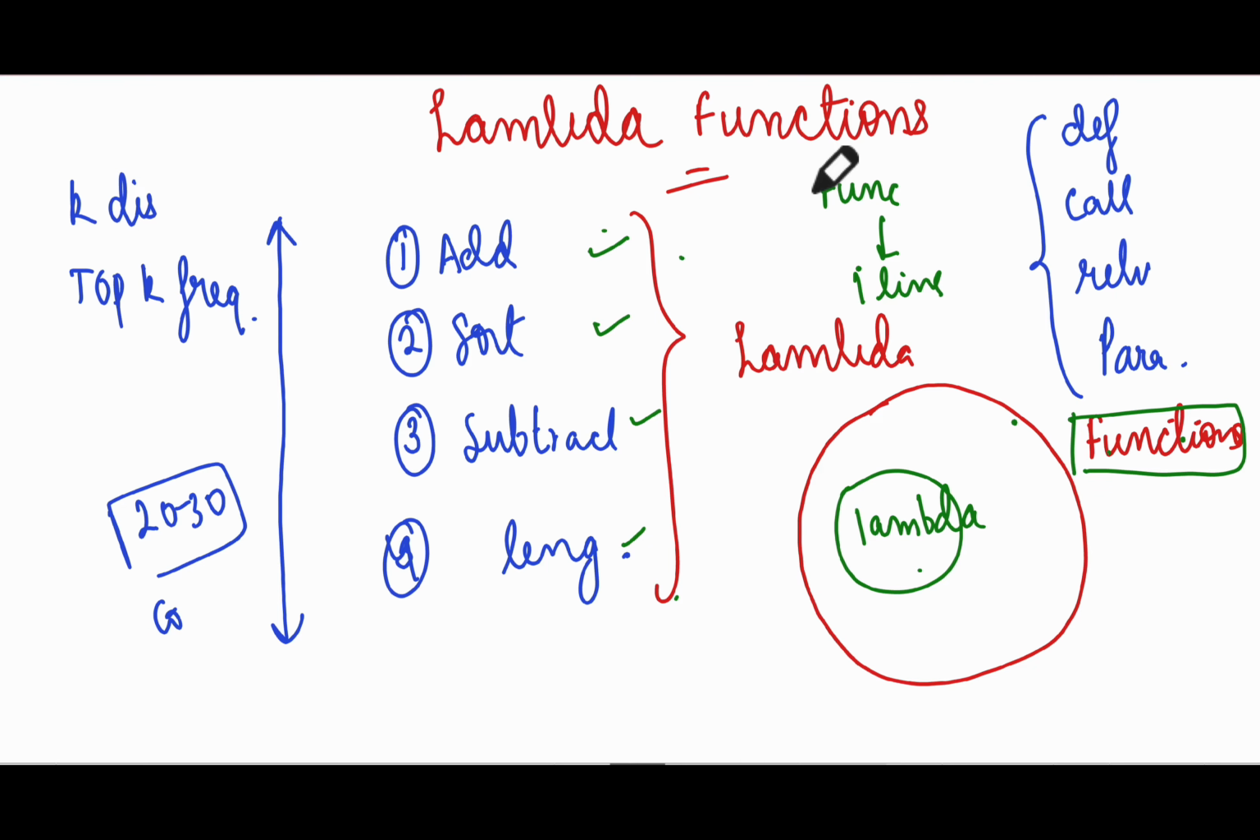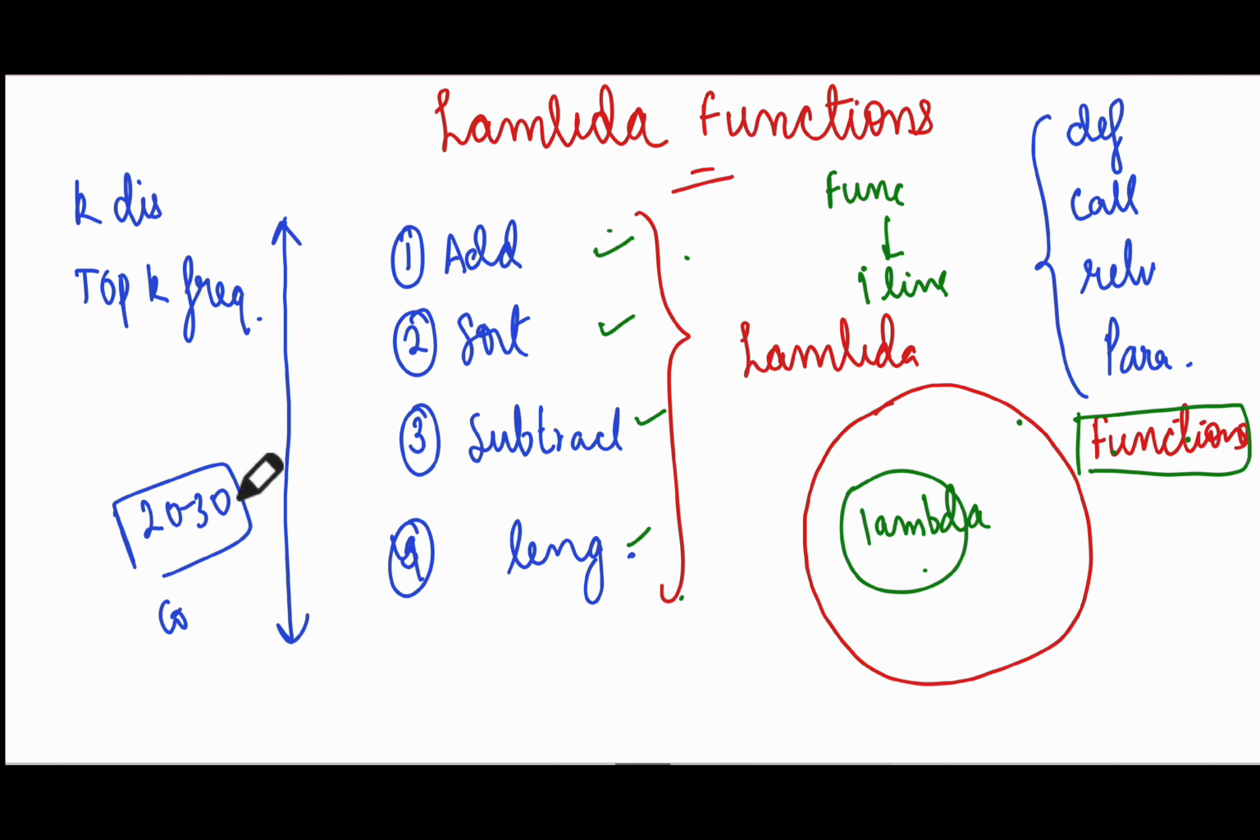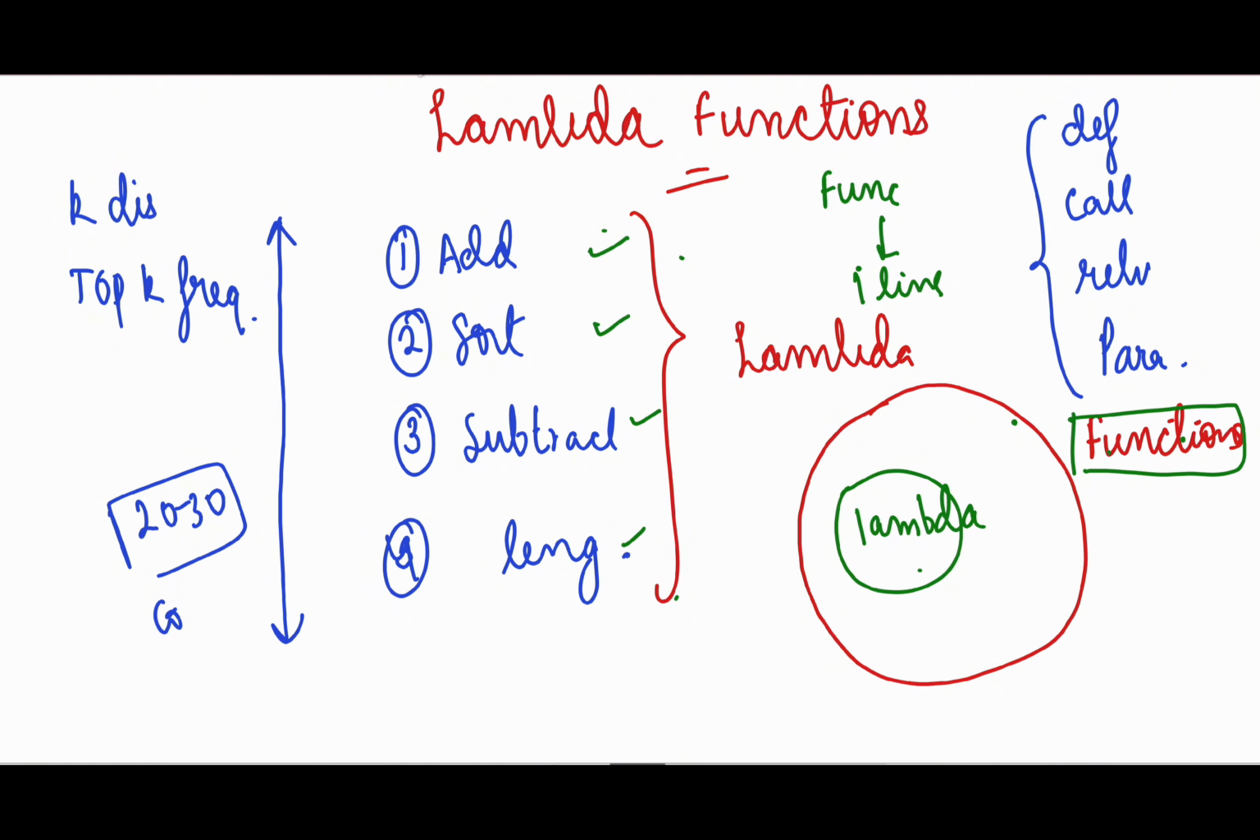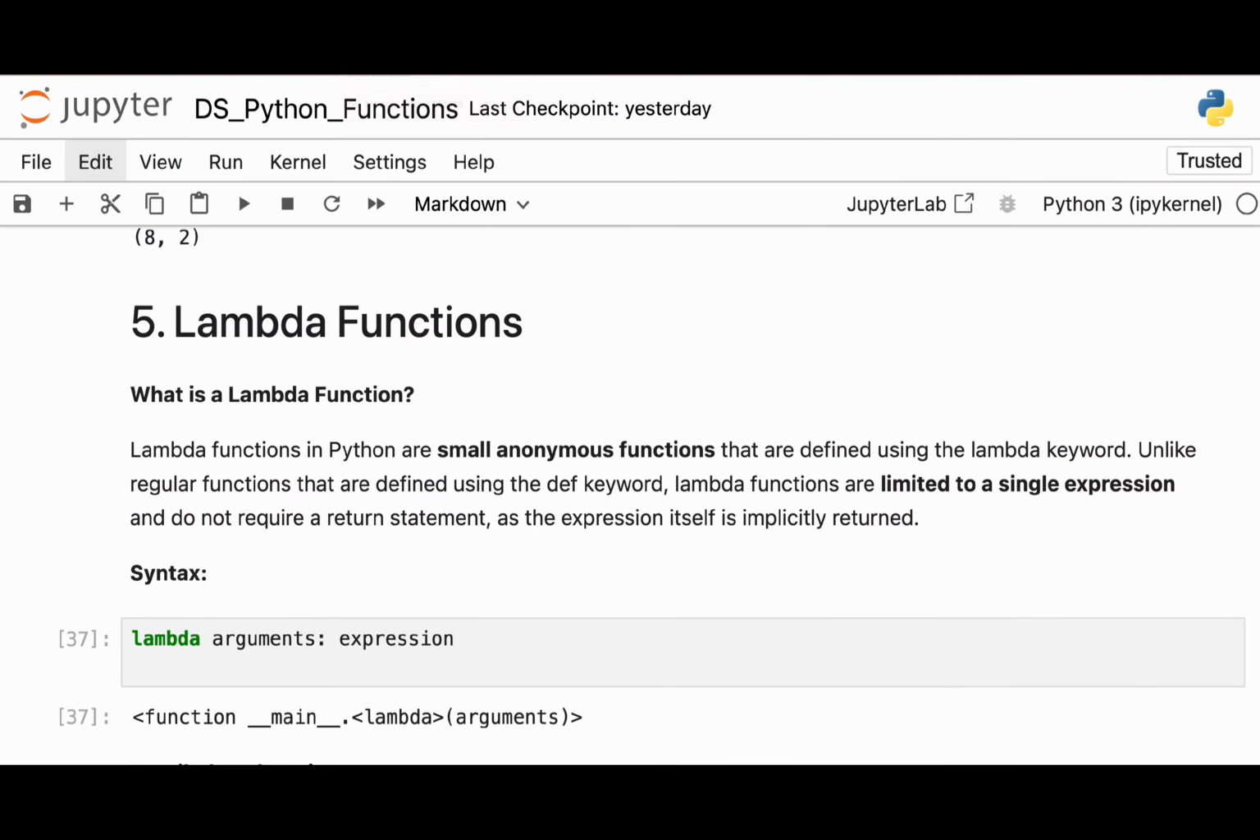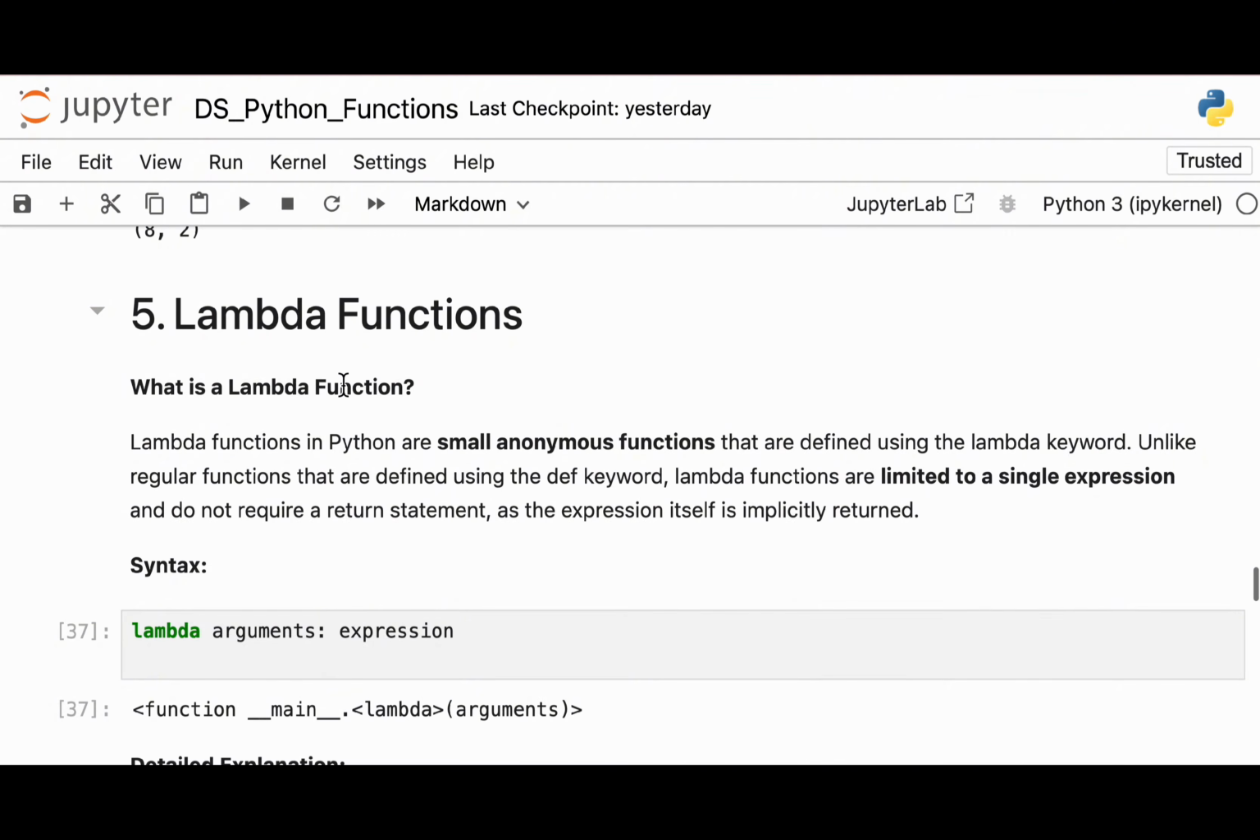So in this video we will talk about lambda functions, map, reduce, filter. These are the major types of functions which are present in Python. So we are starting our discussion with lambda functions. Let us go to the PDF that we have.